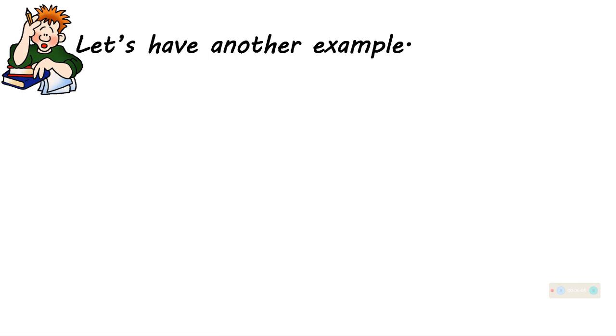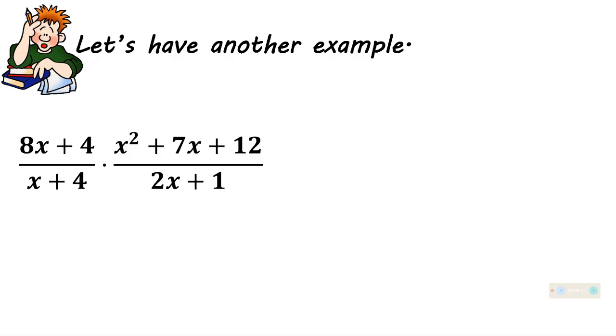Okay? So, let us have another example. We have here 8x plus 4 over x plus 4 times, so this time I have a trinomial on the numerator, x squared plus 7x plus 12 over 2x plus 1. In this case, only the first numerator and the second numerator are factorable. Our denominators are already prime.